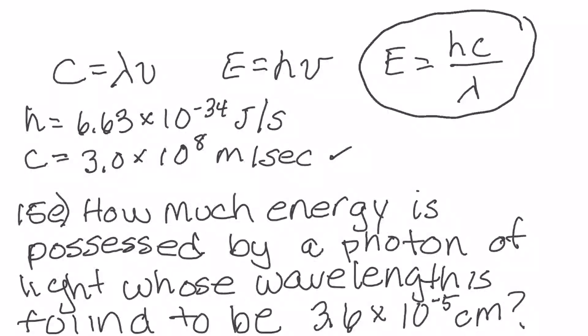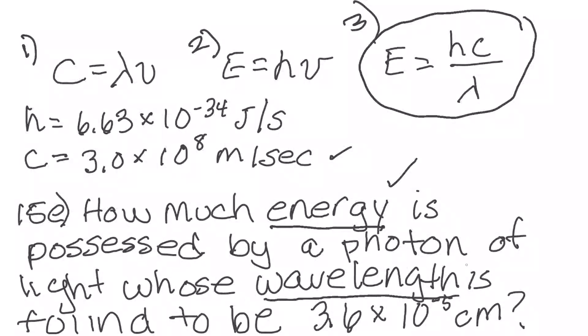So let's read it. How much energy is possessed by a photon of light whose wavelength is found to be 3.6 times 10 to the negative 5th centimeters? The first thing when I read this problem, I have to figure out which equation I'm going to use. Am I going to use the first equation, the second equation, or the third equation? It says how much energy, so I need an equation with energy, is possessed by a photon of light whose wavelength is found to be this number. So I have to find an equation that relates energy, which is what I'm solving for, and wavelength.